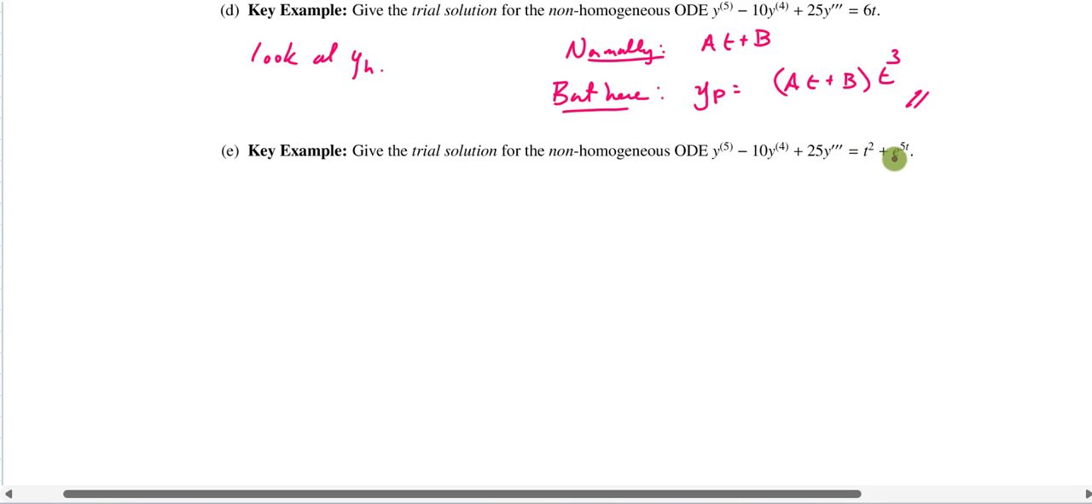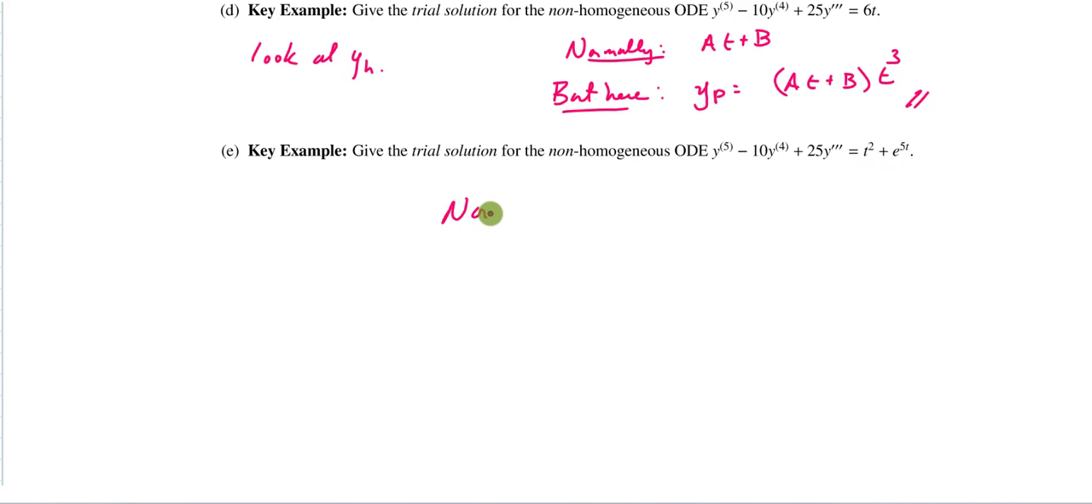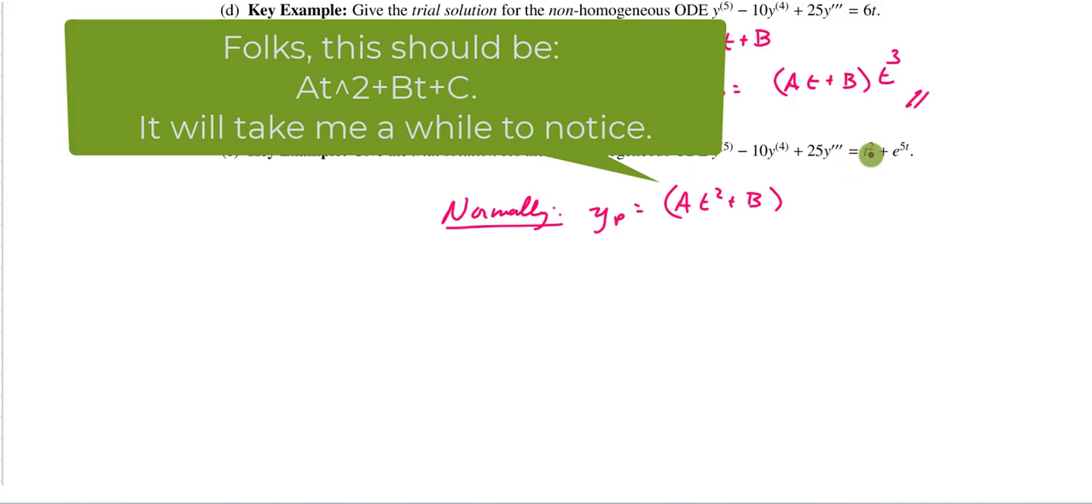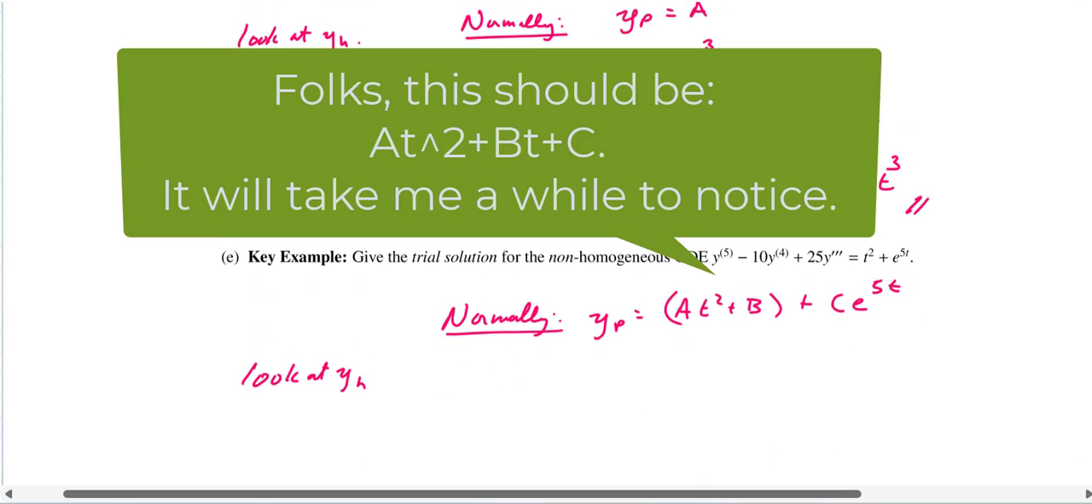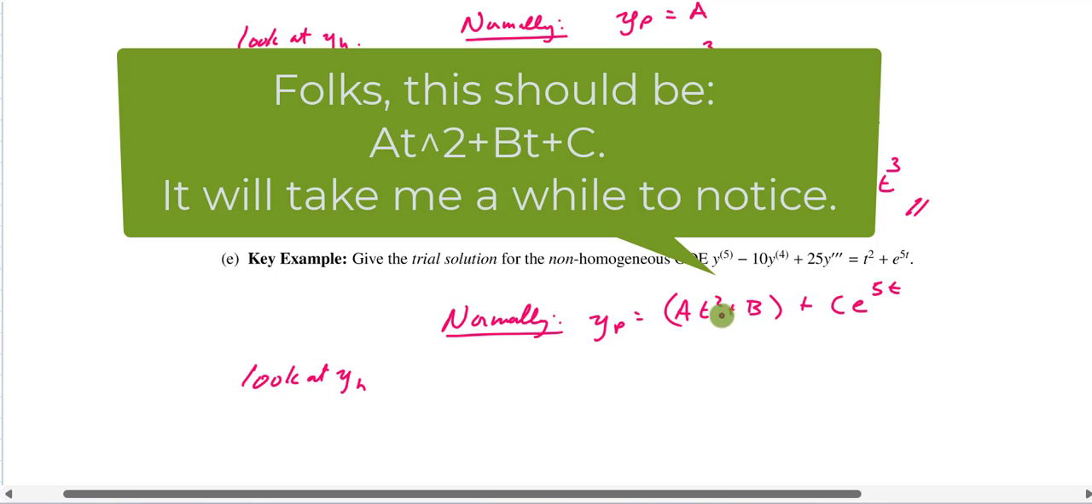Okay. Continuing on, let's look at this example here. Normally, our guess at y sub p would be at squared plus b for this first term that shows up, plus ce to the 5t. Normally that would be our guess for just any old generic nth order homogeneous ODE, but you always have to look at the homogeneous family of solutions. And notice, just as we've had in each of these cases, some of those expressions show up in the homogeneous family. Okay. Now in this case, I need to clear all of these.